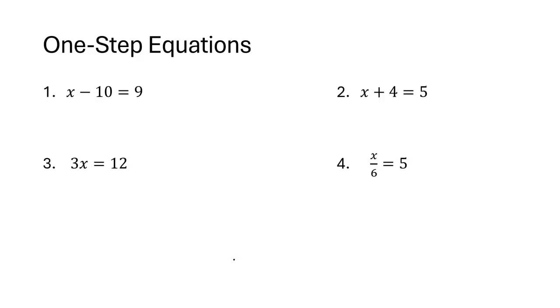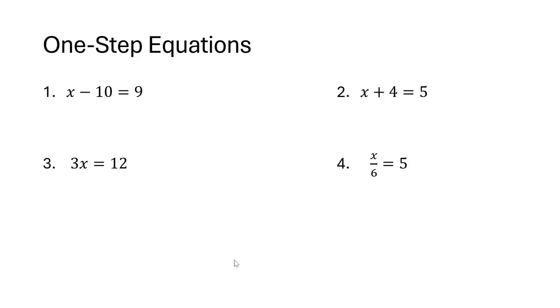Let's look at number one. X means what number? We're trying to find what number minus 10 equals 9. So that's what we're doing the math for. What number minus 10 equals 9? Number two, what number plus 4 equals 5? So X is just saying that's our mystery number that we need to figure out.